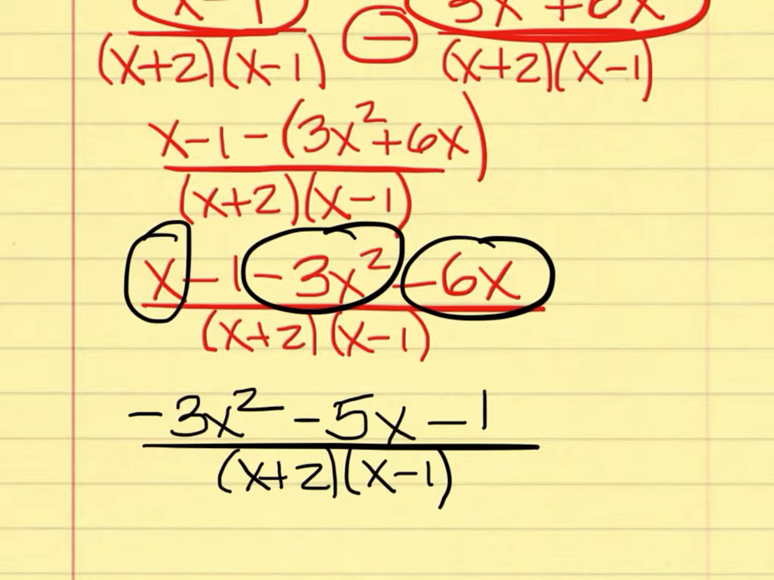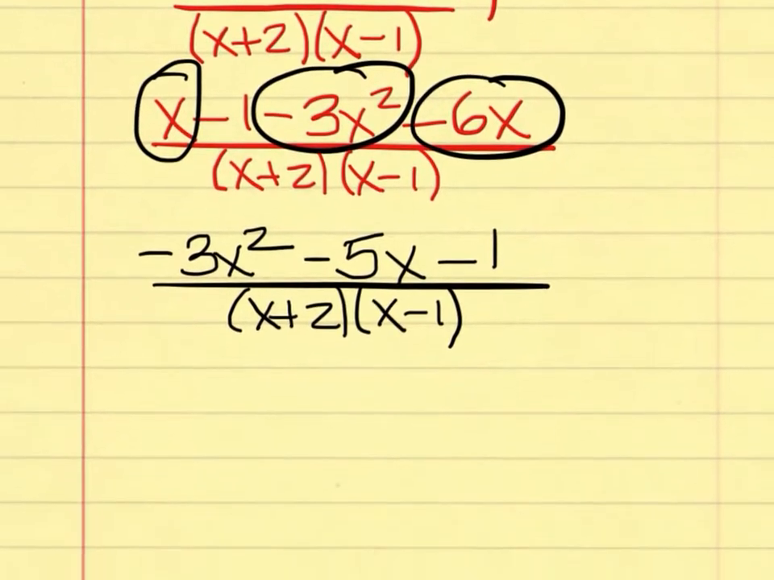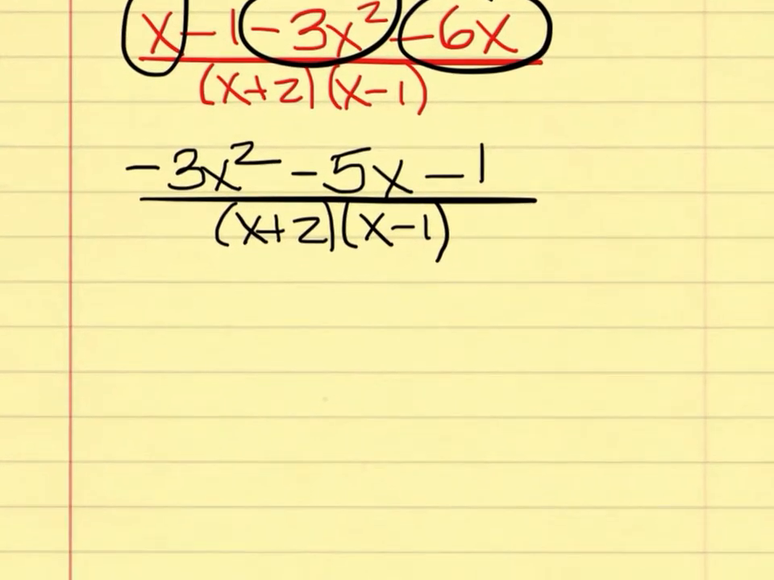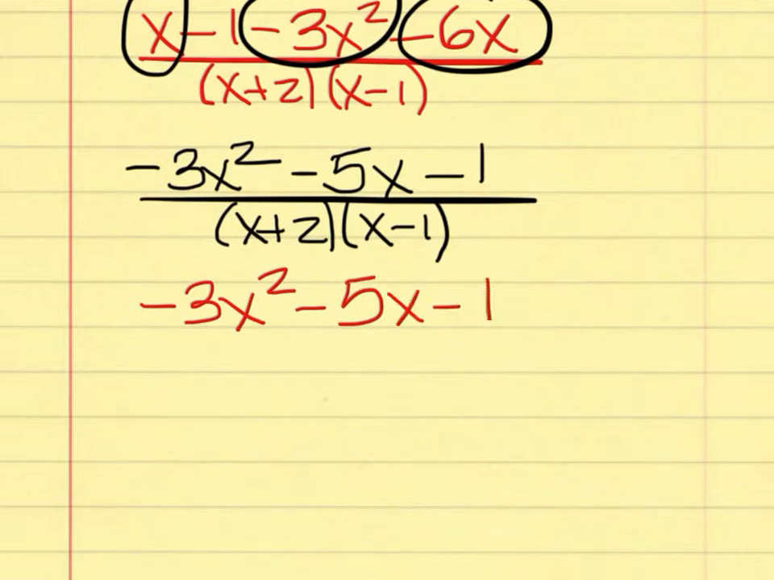All right, what can I do to the bottom? You distribute it, you move it, like multiply them together. Yes. Multiply it together. So you would have a negative 3x squared minus 5x minus 1.